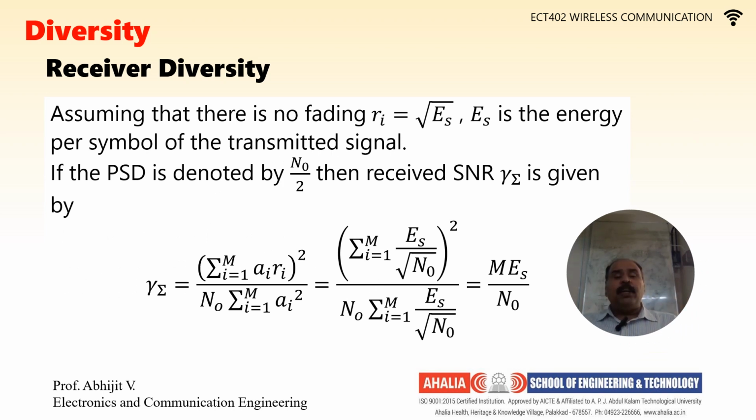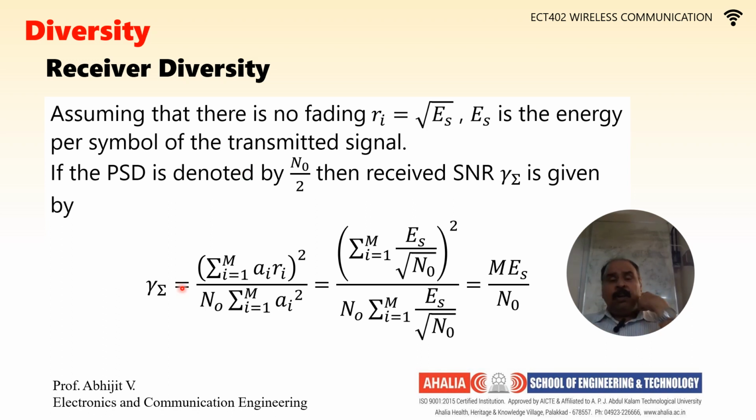Let us assume that there is no fading. In that case, the received signal, Ri, will be equal to root of Es, the energy per symbol of the transmitted signal. We are assuming a condition where there is no fading or no loss of power. In that case, the received signal Ri will be equal to the root of Es, the energy per symbol.